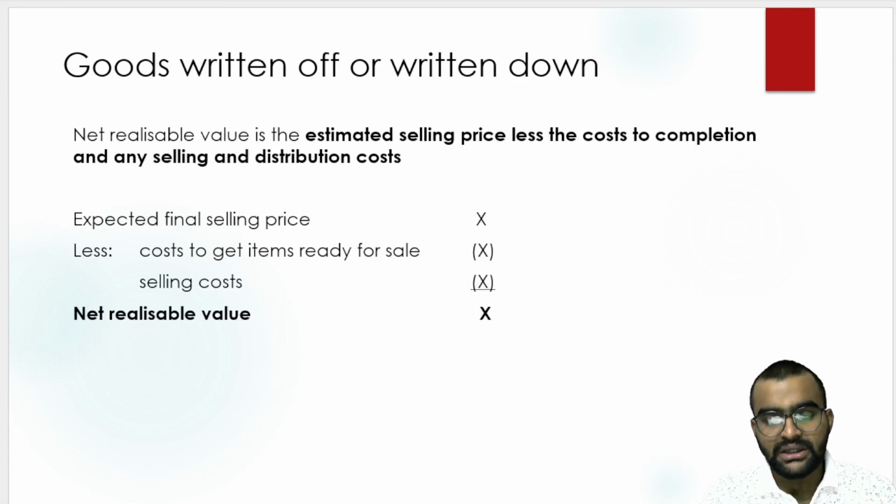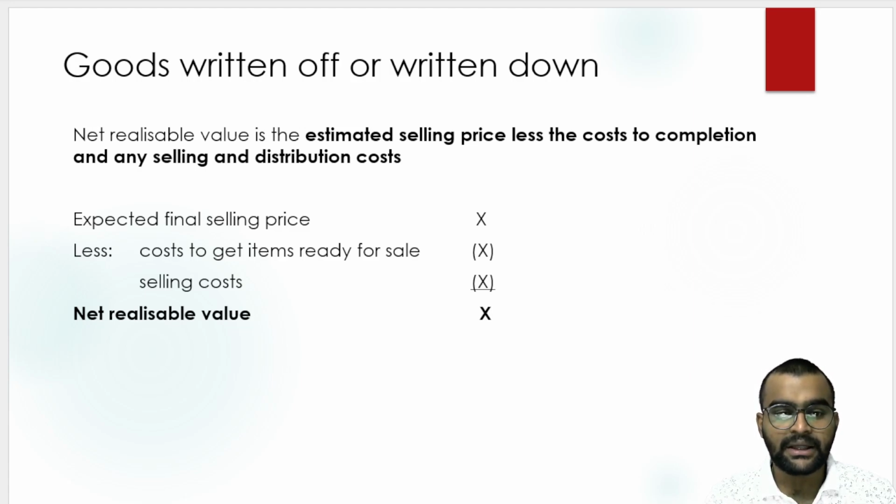As I mentioned earlier, inventory should be valued at the lower of cost or NRV. Here we will discuss net realizable value, NRV. Goods written off or written down refers to reducing the value of inventories. Net realizable value is the estimated selling price less the cost of completion and any selling and distribution cost. For example, chemicals.